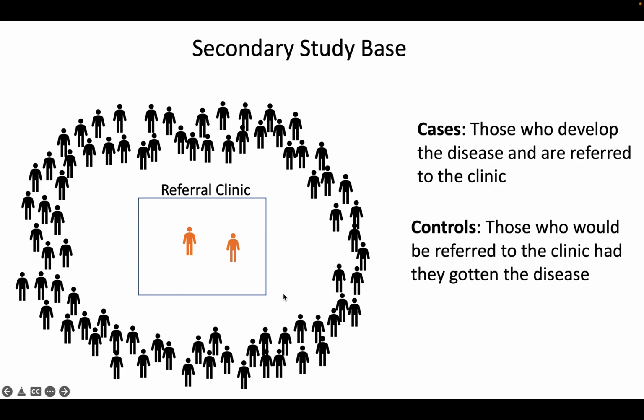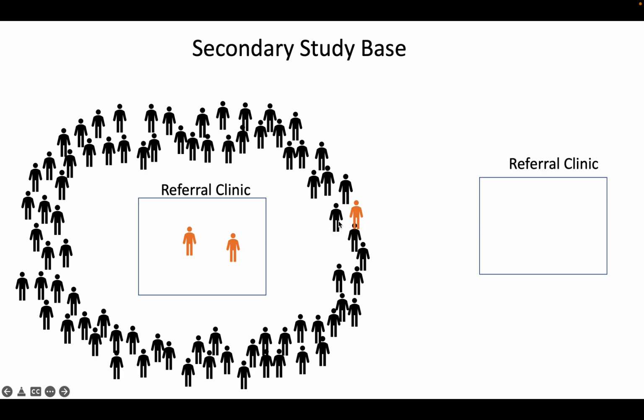It's hard to conceptualize who would go to this referral clinic if they were to get the disease. Like, no, I should have circled that guy. So let's just say this guy gets the disease, and let's say this is a proxy for where people live. This guy lives almost as close to this referral clinic as this one, and if he gets the disease, who knows which one he's going to be referred to. And in that sense, it's hard to say if he's part of this secondary study base.